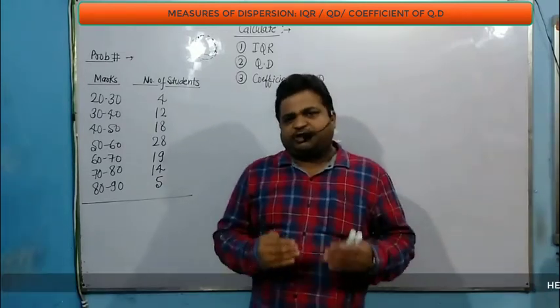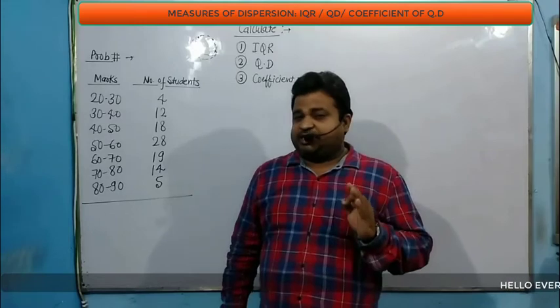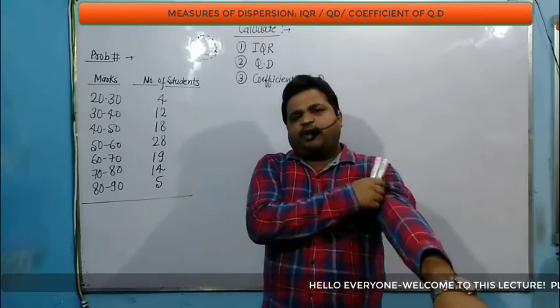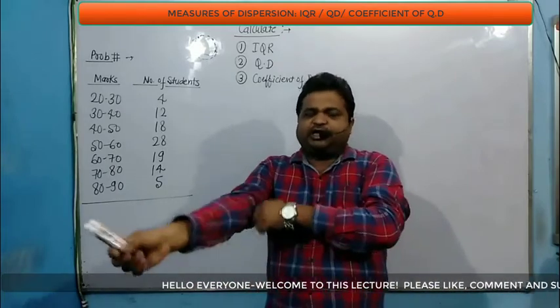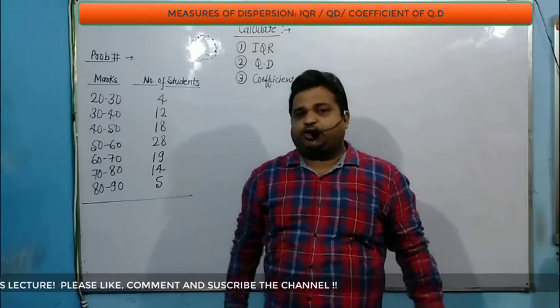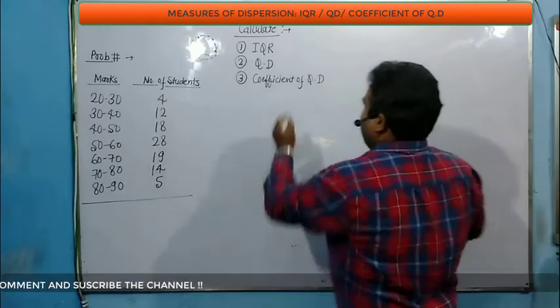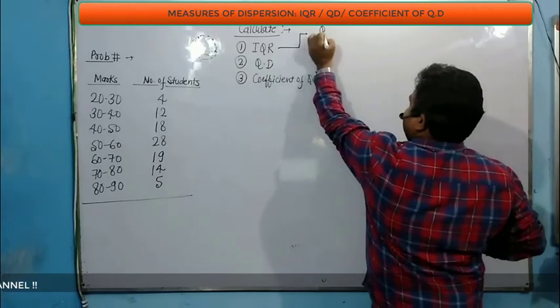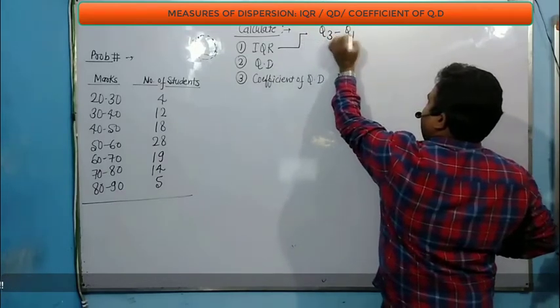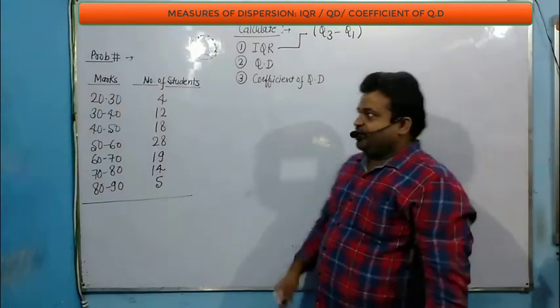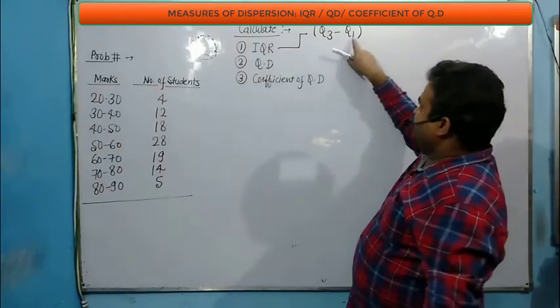Before starting, every student must learn the formula because it is very important. Once you know the formula, you can proceed with the question, because then you know which parameter is required for calculation. The interquartile range is Q3 minus Q1, the difference between the third quartile value and the first quartile value. It means I require Q3 and Q1.